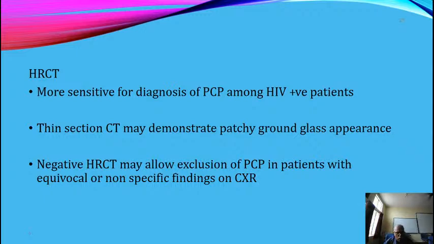That is the reason we start remedies as early as possible. In such cases, we notice the infiltration of ground glass appearance in the peripheries. If HRCT is negative, you can exclude PCP. Admission is required, with oxygenation and monitoring with a pulse oximeter.